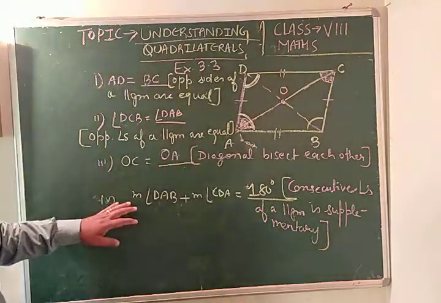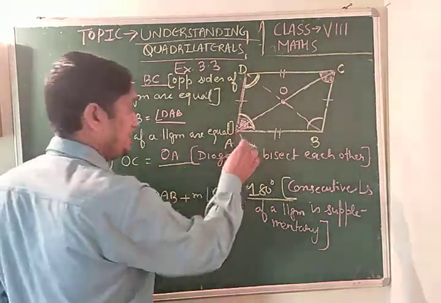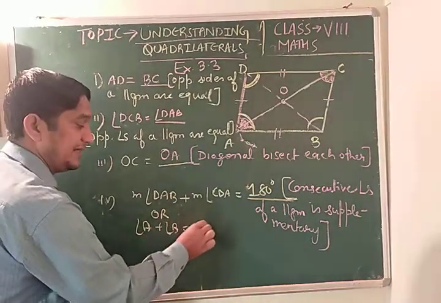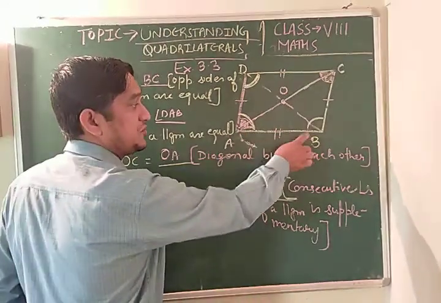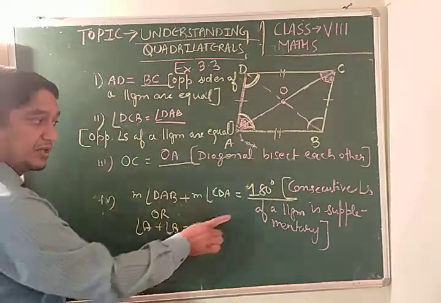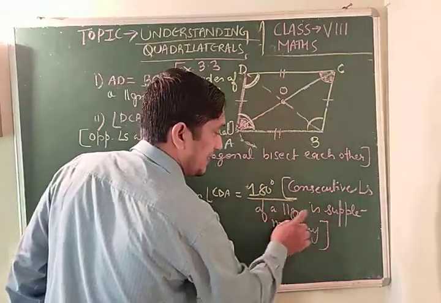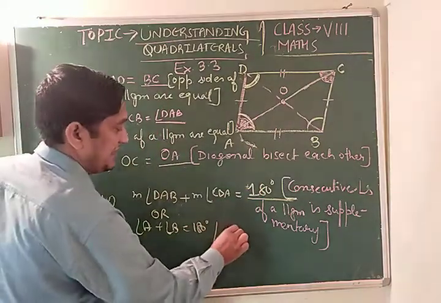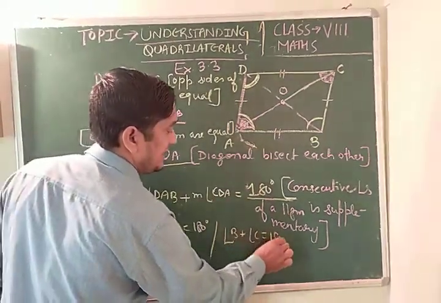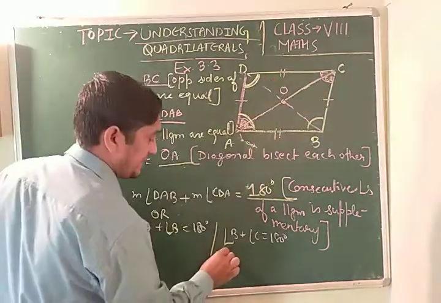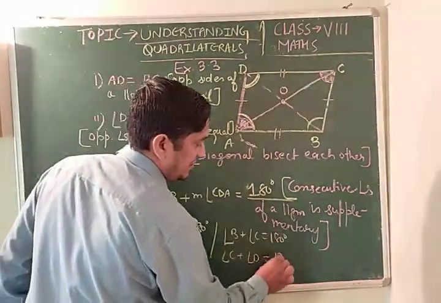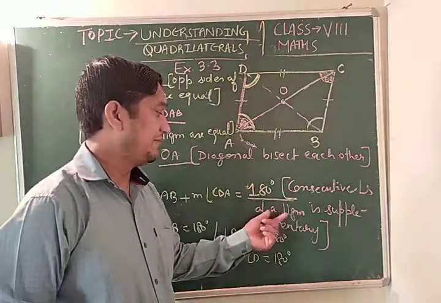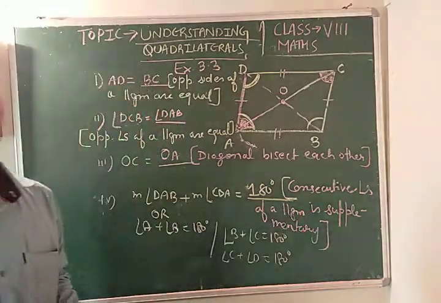Children, you always remember, not only this pair. You may take angle A plus angle B. This is also 180 degrees, because consecutive angles of a parallelogram are supplementary. Similarly, angle B plus angle C is 180 degrees. Similarly, C plus D is also 180 degrees. The reason is consecutive angles of a parallelogram are supplementary.